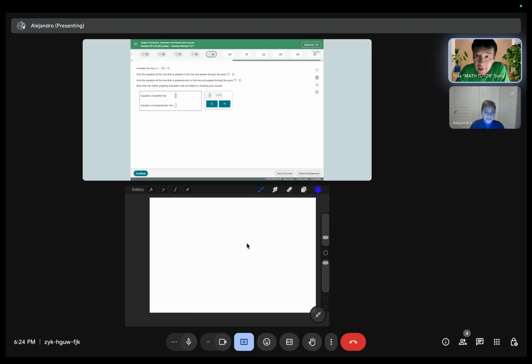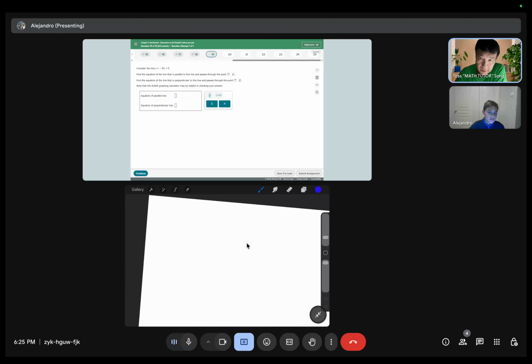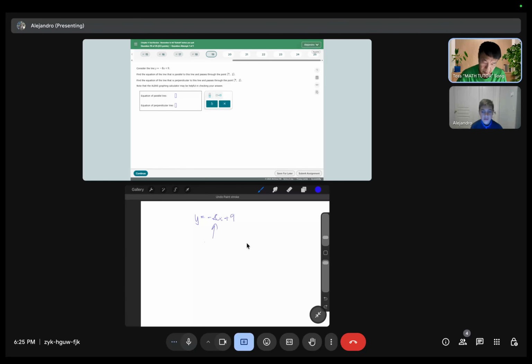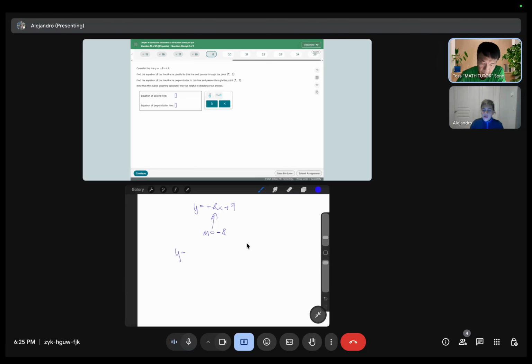Okay, this one, consider. I'm sure it's fine. Okay, consider that page. Consider the y equals -8 plus 9. Find the equation of the line that is parallel to this line and passes through that point. Okay, so I'll write that a little bit here. I don't want to copy too much. So the m on the next equation will be the same. I don't have to put parallel or anything. So we're gonna use y minus y1 equals m times x minus x1. We're gonna use this.